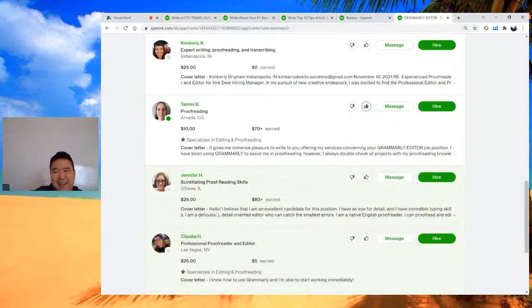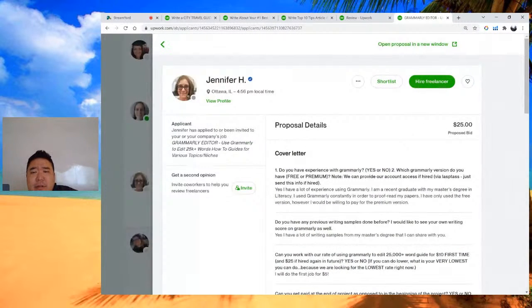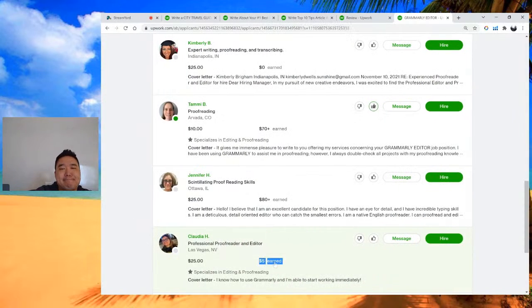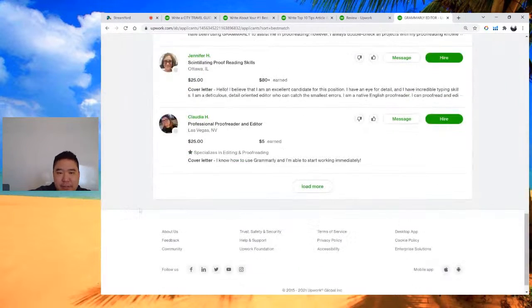I could tell. Okay, who's this? Yes, I have live experience with Grammarly. I'm a recent graduate with a master's degree in literacy. I use Grammarly consistently in order to improve. Okay, the free version, how about the paid? No. Free version. Everyone has a free version. Okay. Come on.